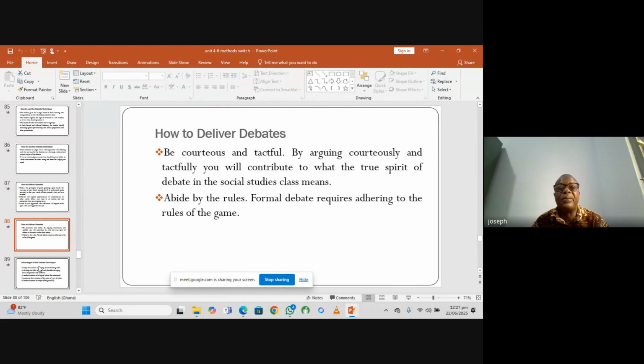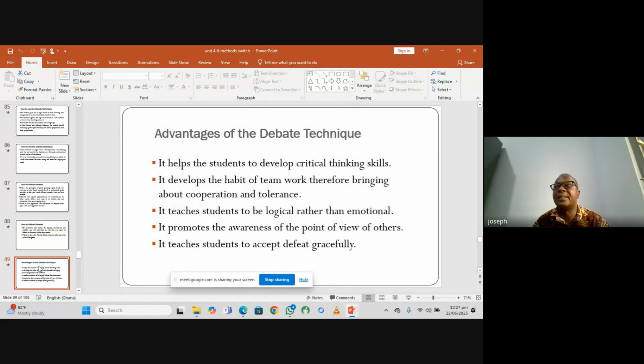Abide by all the rules and regulations. You are speaking for 5 minutes, so if you hear the bell, whatever information you have, just end it there, and when the opportunity is given to your other person, he or she will continue. Formal debate requires adhering to the rules of the game. So in formal debates, we follow all these rules and end successfully.